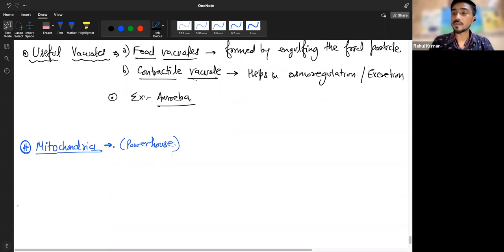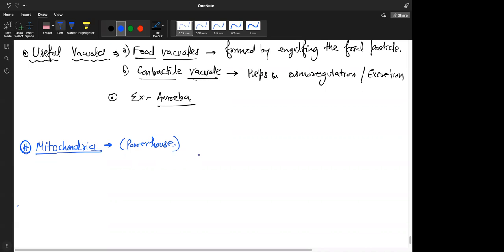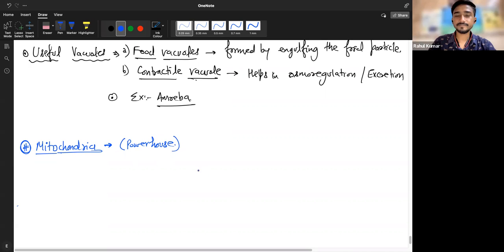That's why mitochondria is not present in bacteria, right? But bacteria also do respiration, right? What is respiration? Respiration is a cellular process where we break down glucose in the presence of oxygen to produce energy. Now that process is called glycolysis. You know about that? It happens in cytoplasm. It does not require mitochondria. So glycolysis happens in all organisms, from bacteria to human.